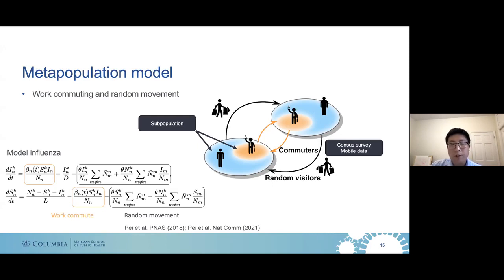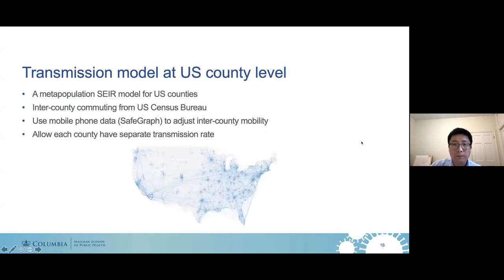For random visitors, they travel across different locations in a diffusive way, like a Markov process. This model structure has been previously used to simulate and predict the spatial spread of influenza in the United States. So we developed a metapopulation SEIR model for over 3,000 US counties. We got the inter-county commuting data from the US Census Bureau, and this map shows the intensity of inter-county commuting across different counties.